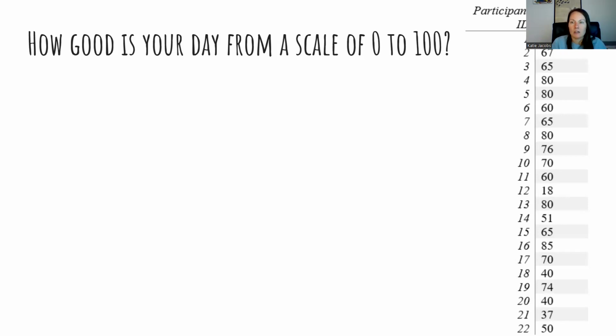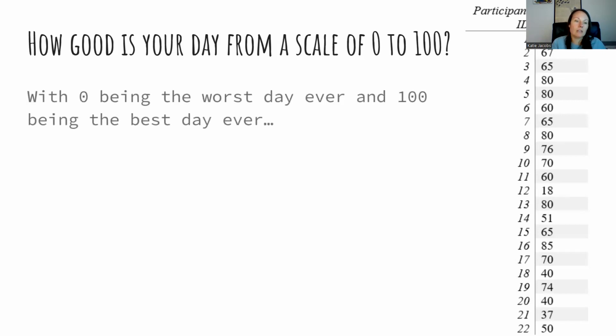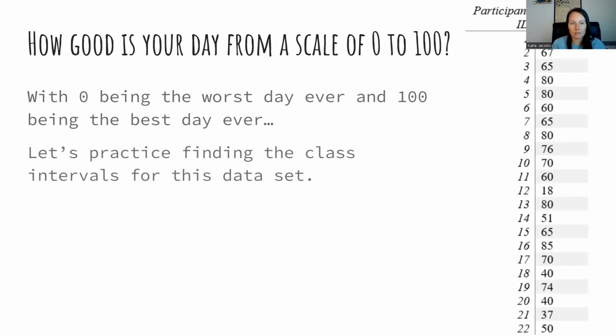So 0 represents the worst day ever, 100 being the best day ever. And I literally asked people this question. They responded so that we could use this data set. And we see that there's some variability in here. So let's practice finding the class intervals for this data set.